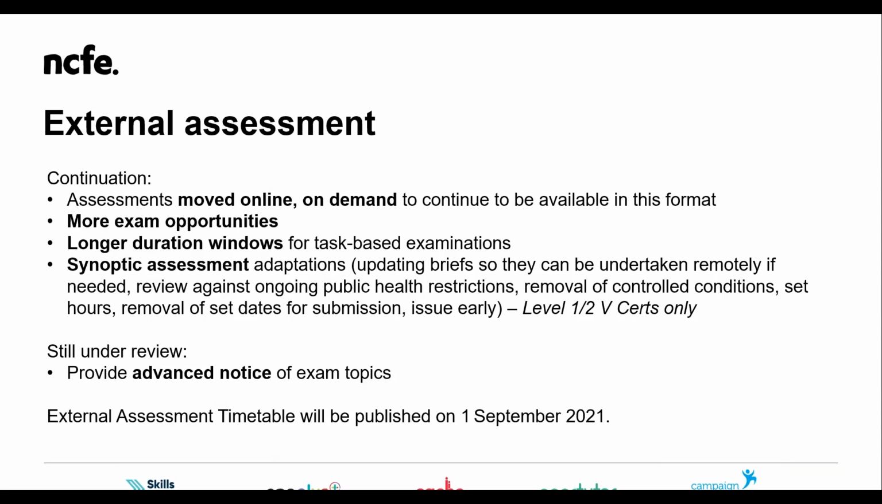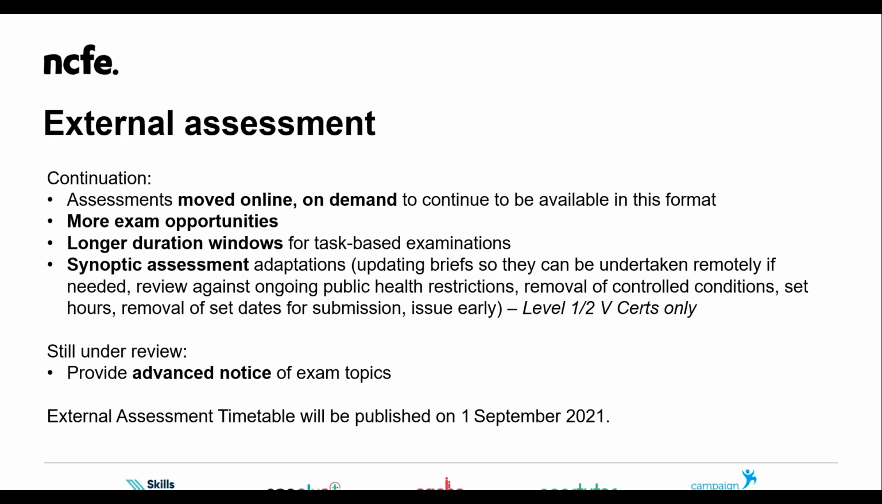So for external assessment, what we'll continue with is where we've moved assessments online and on demand, that will continue to be available in this format where that's been applied. In terms of exam opportunities, typically we would have 1 to 2 exam windows in a given year. We are currently looking at making more exam opportunities available for centres and learners, and that will be published in our external assessment timetable on the 1st of September.